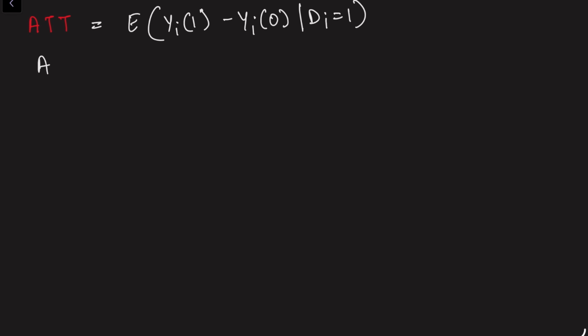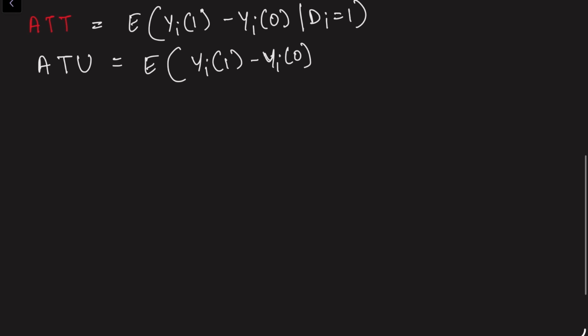So naturally, what would be the average treatment on the untreated? I'd like you to pause the video and try to write this equation down because it's helpful to remember these notations. But average treatment effect on the untreated is simply the expectation of the difference of their potential outcomes of the subgroup that is not treated. Right? This makes sense?